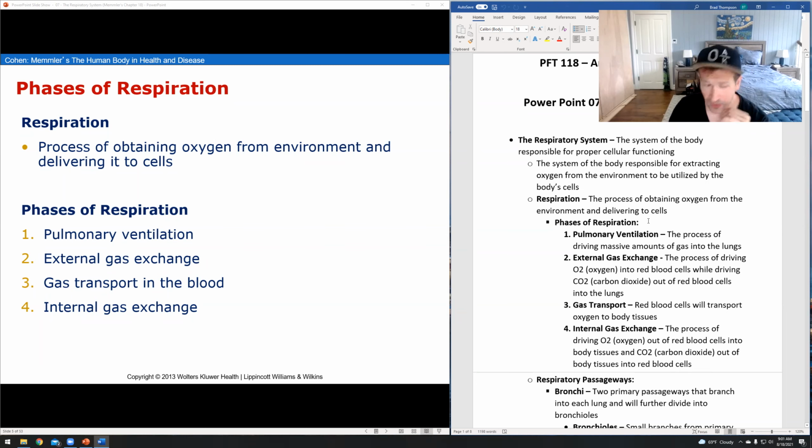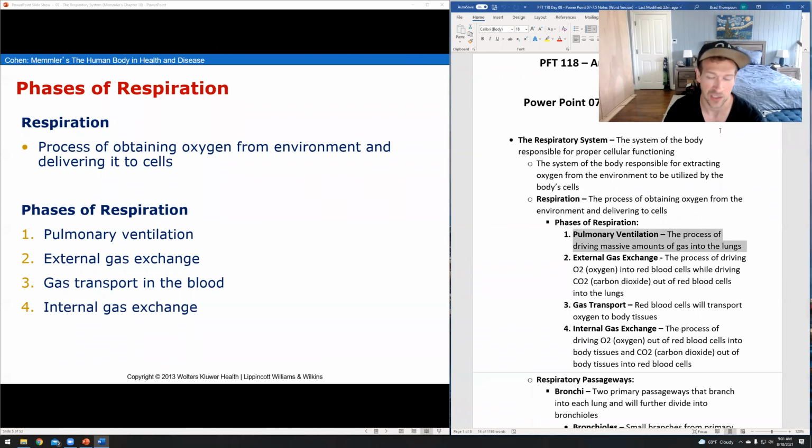Okay. So we're going to go ahead and divide the process of respiration, which we give a definition here. Respiration is the process of obtaining oxygen from the environment. That's half of it, and delivering it to our cells. We are going to divide this into 4 sections, right? The first one's going to be pulmonary ventilation.